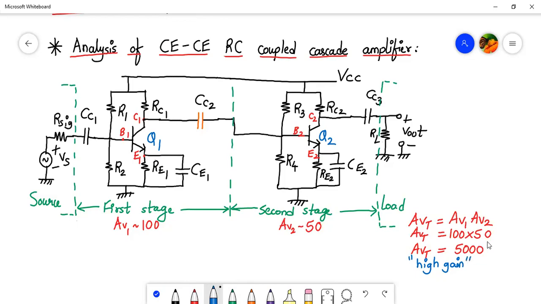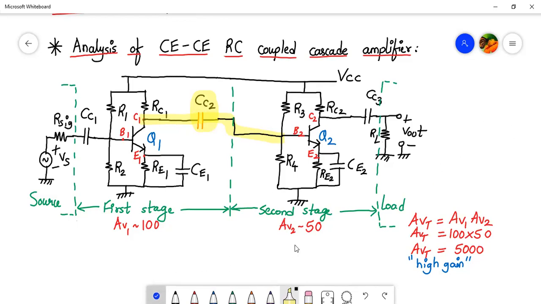Fine. So for the analysis of the RC coupled cascade amplifier, now why is it called RC coupled? Because if you see carefully, the output of the first stage is connected to the input of the second stage via this coupling capacitor. Okay, so this is the capacitor, and where is the R coming from? The R will be the input impedance of the second stage, and over here the input impedance of the second stage will be R3 parallel to R4 parallel to R pi 2, right? So that will form the RC coupling.